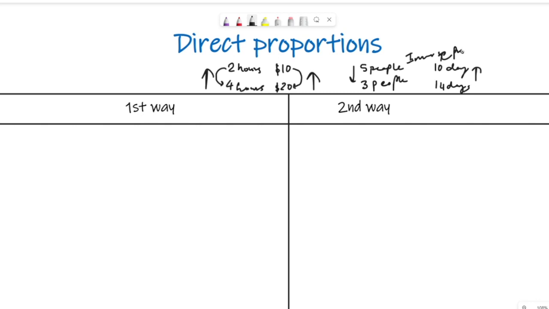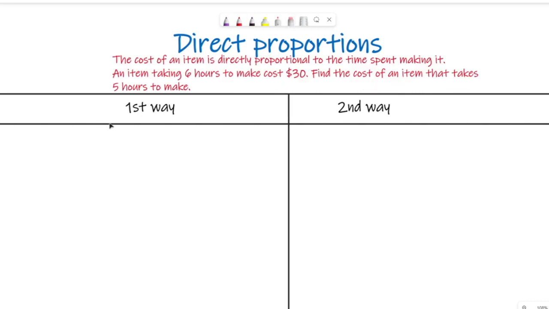Okay, so let's do some questions of direct proportions now. The cost of an item is directly proportional to the time spent making it. So let's say C stands for cost. It's directly proportional to the time spent making it. So the more time, the more cost. An item that takes 6 hours to make costs $30. I'll write the same thing here: cost is directly proportional to time.